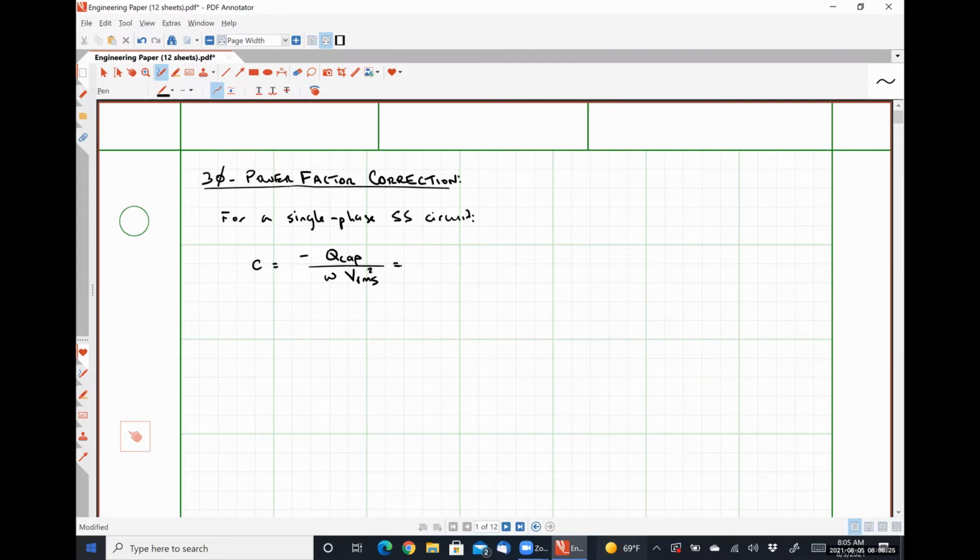Or alternatively, P tan theta old minus tan theta new over omega VRMS squared. These relationships still absolutely work in a three-phase circuit, but the distinction we talked about at the end of the last class period was that there are now going to be three capacitors in a bank.